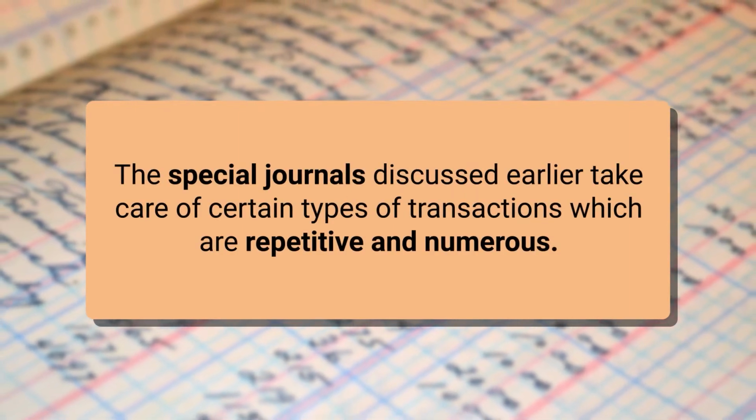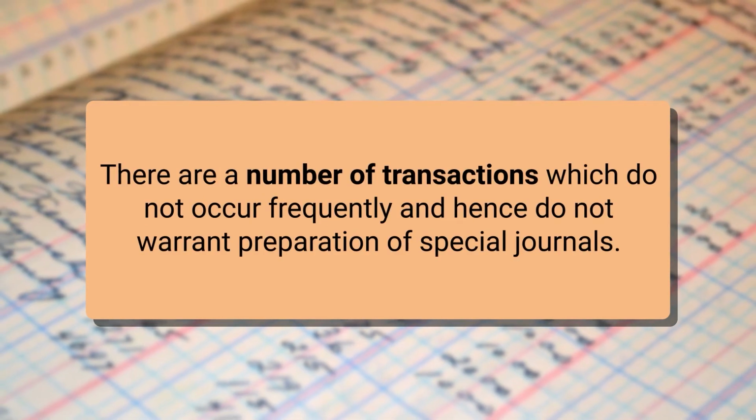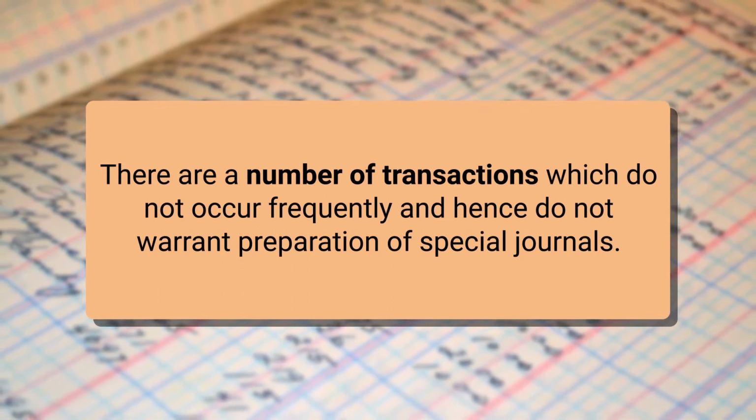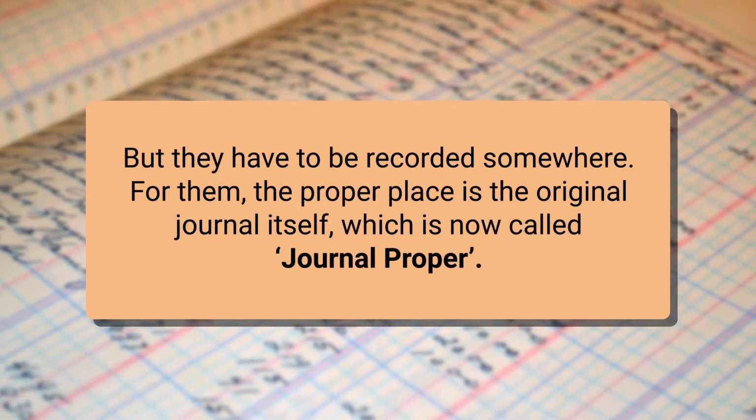You also know that the special journals discussed earlier take care of certain types of transactions which are repetitive and numerous. However, there are a number of transactions which do not occur frequently and hence do not warrant preparation of special journals, but they have to be recorded somewhere. So, for them the proper place is the original journal itself, which is now called journal proper.